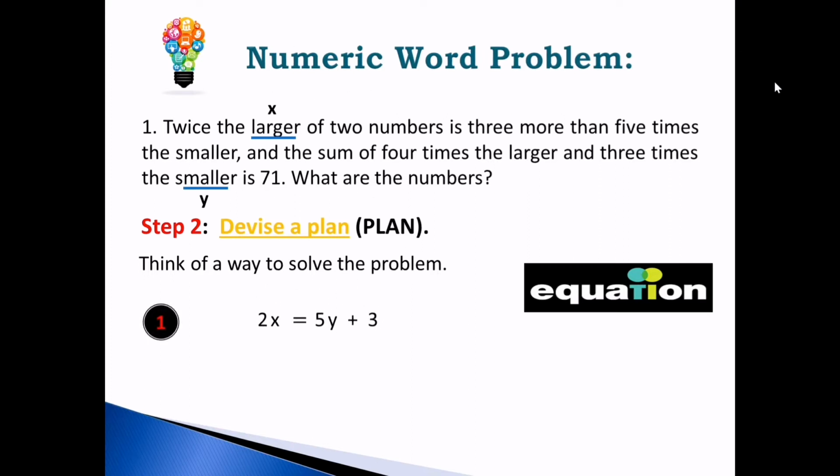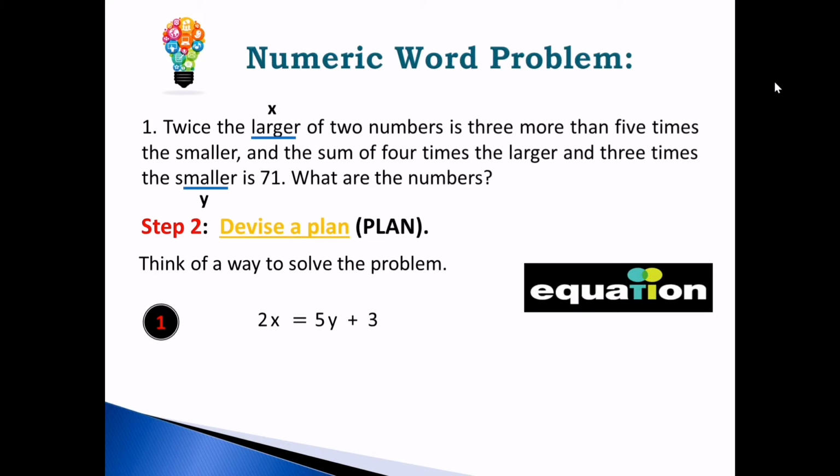Twice the larger of two numbers is equal to 3 more than 5 times the smaller. In mathematics, since the commutative property is applicable, whether we rearrange the order of the addends, it still gives the same sum. So instead of putting 3 plus 5y, we can make it 5y plus 3. So let us move on to the second equation.